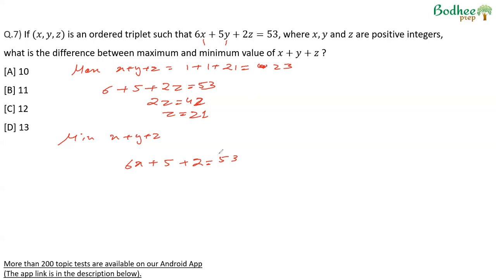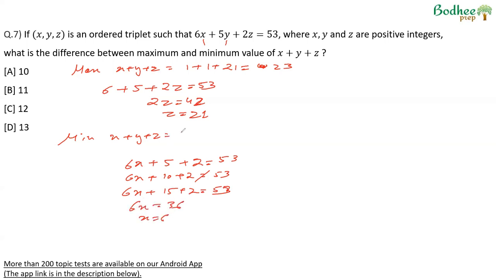46 is not divisible by 6. So we increase y. If we put y as 2, 6x plus 10 plus 2, again even will not be equal to odd. Again, further increase to 5. 6x plus 15 plus 2 is equal to 53. So 6x comes out to 36, x comes out to 6.